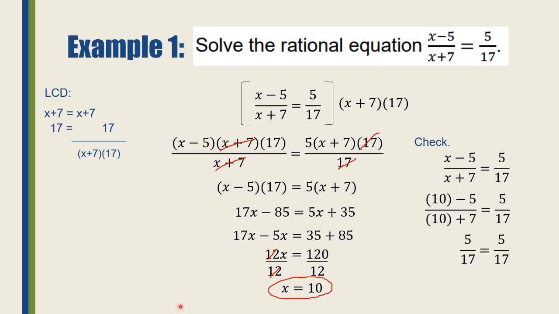Then simplify. 10 minus 5 is equal to 5. 10 plus 7 is equal to 17. So 5 over 17 is equal to 5 over 17. So meaning to say, our answer is correct. x is equal to 10.